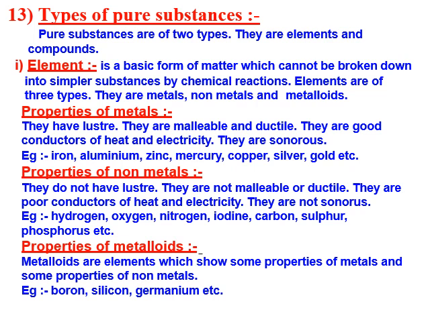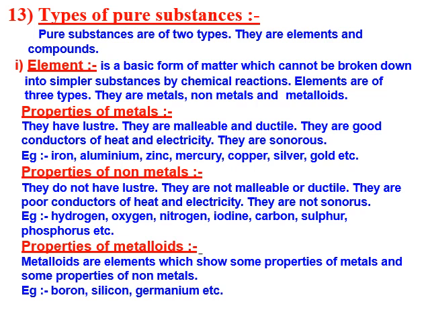So coming to properties of the first element, that is metal. Metals have lustrous or shining property. They are malleable, they can be hammered into sheets, and they are ductile, they can be stretched into wire. They are good conductors of heat and electricity. They are sonorous, or produce a melodious sound on striking. Examples are iron, aluminium, zinc, mercury, copper, silver, gold, etc.